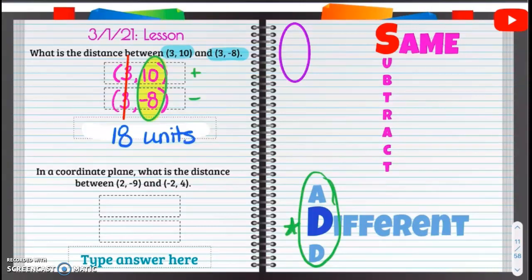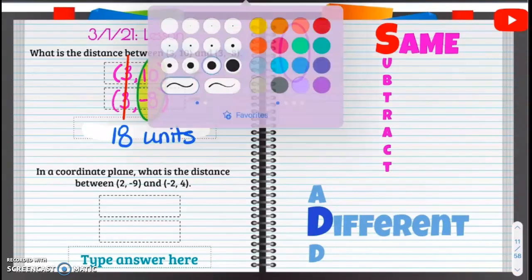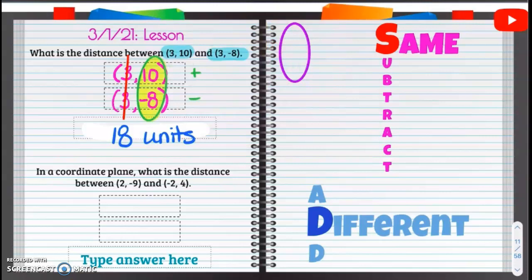Perfect. Let's take a look at the next one. Let me erase our little stuff over here. All right, so in the coordinate plane, what's the distance between these two numbers? Too dark. There we go. 2, -9, and -2, +4.